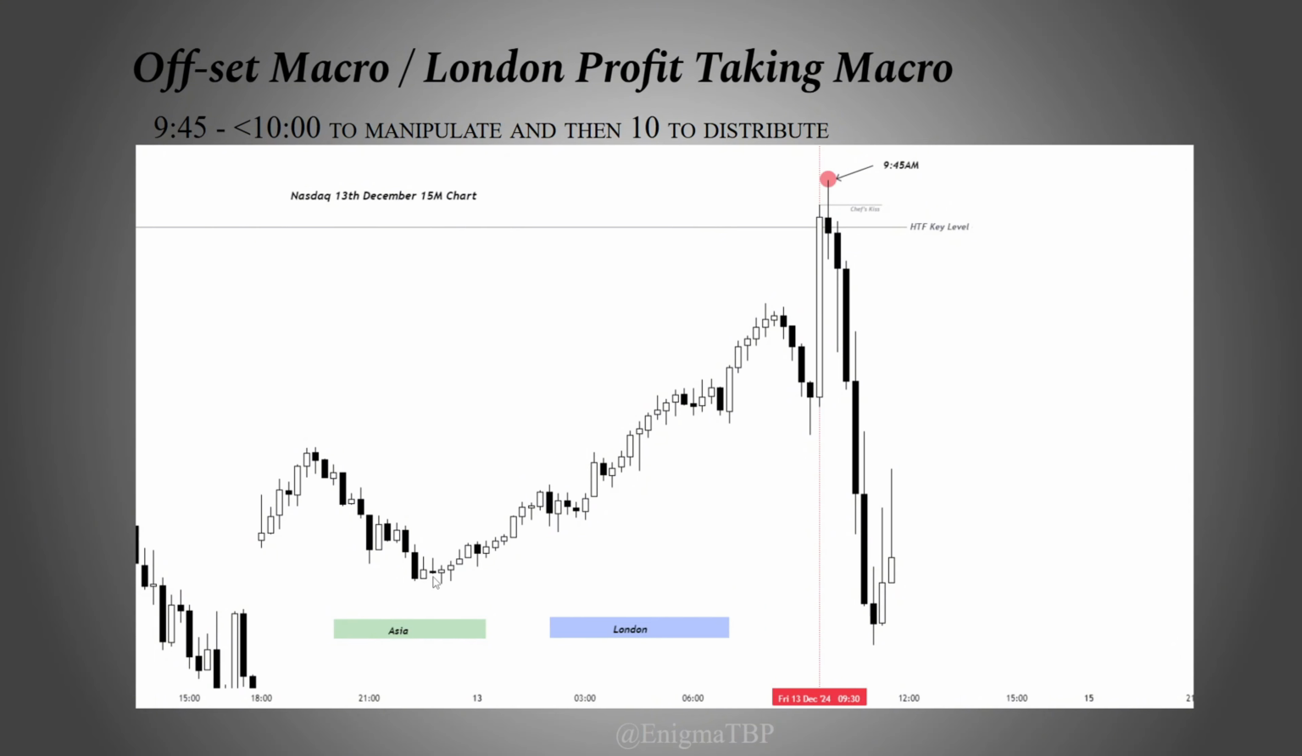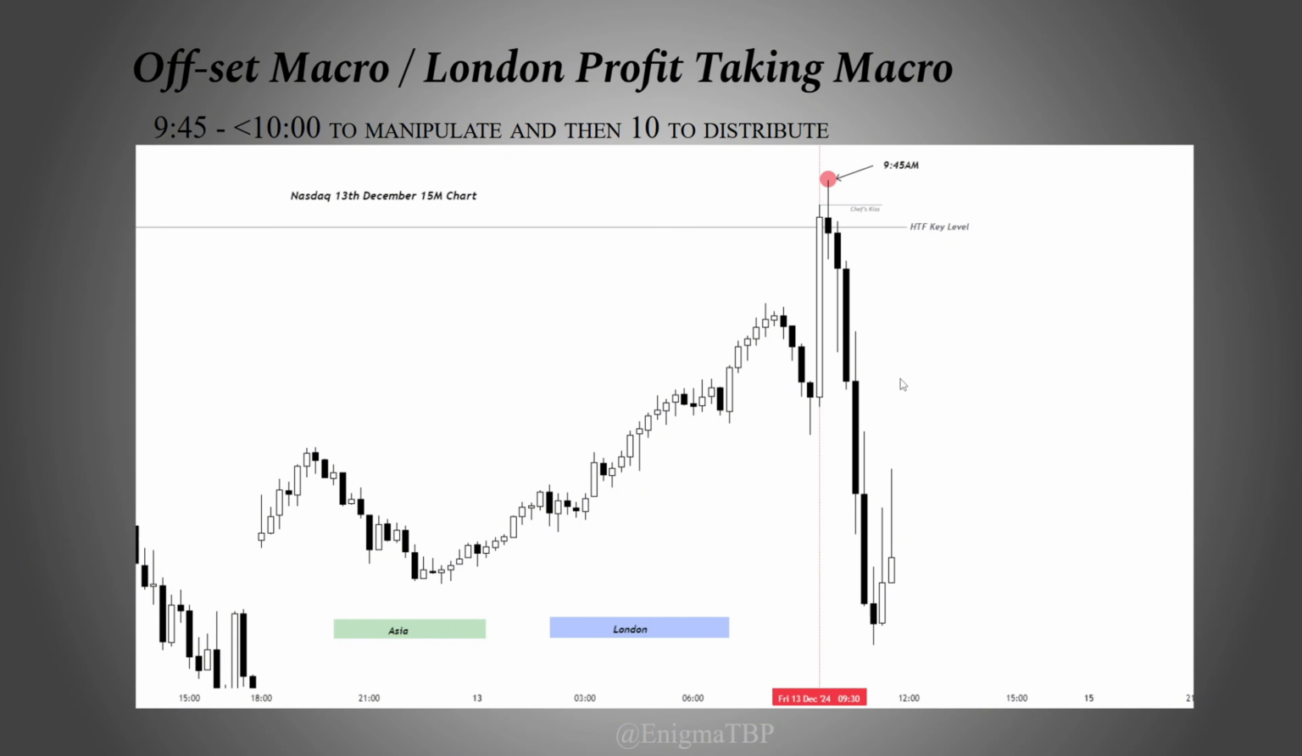So London will expand, it could be from Asia or it could be from London Open. We would see expansion towards your key level and London traders will be in their longs, and even at 9:30 you will see expansion into your key level. Right? All these London traders are in longs and they're in profit. But after 9:45, they will close their longs and they will start taking profit. That's why it's called London profit taking macro. And after 9:45, you will start reversing.